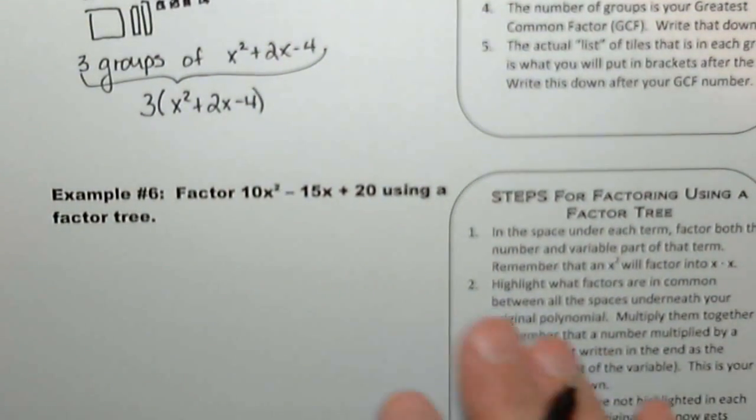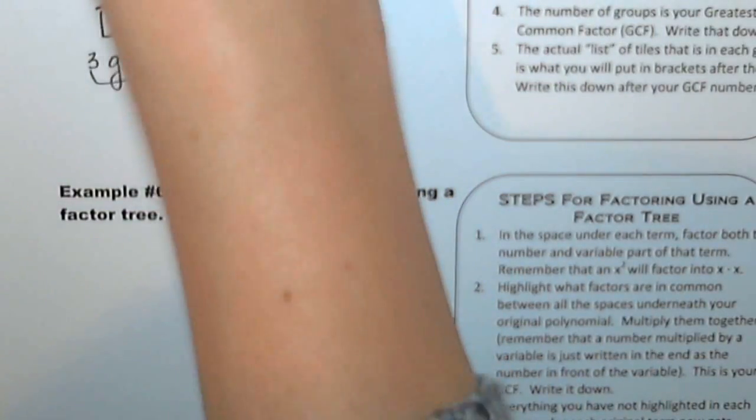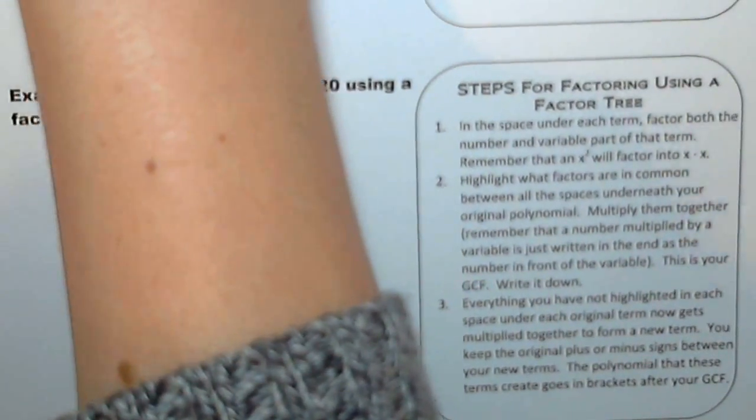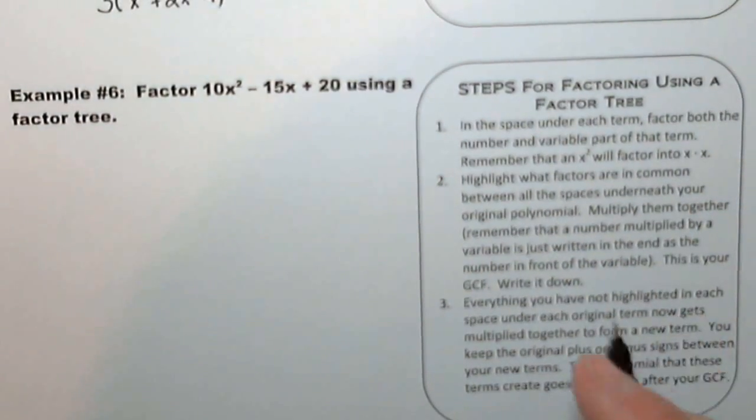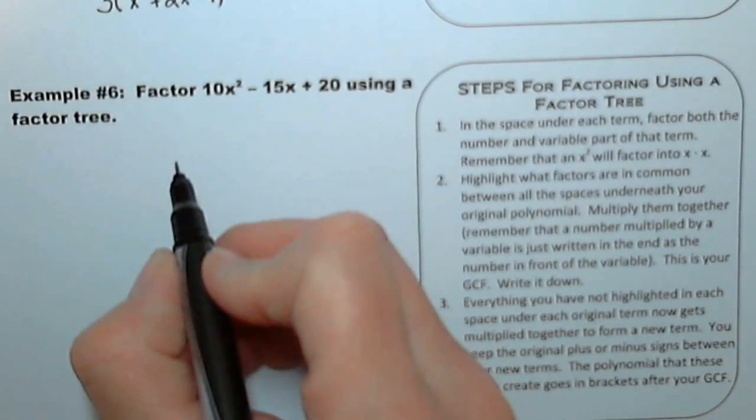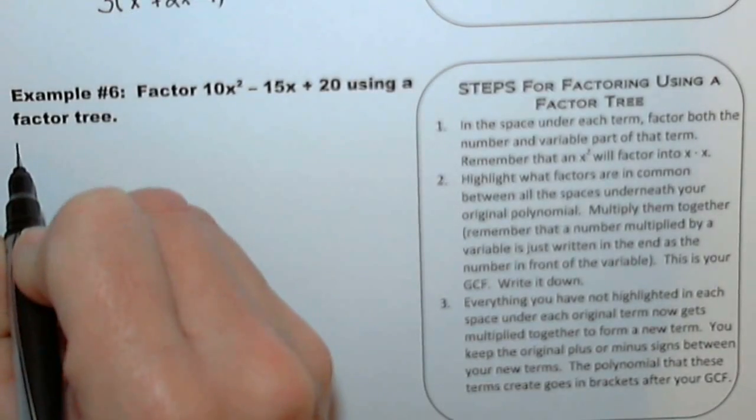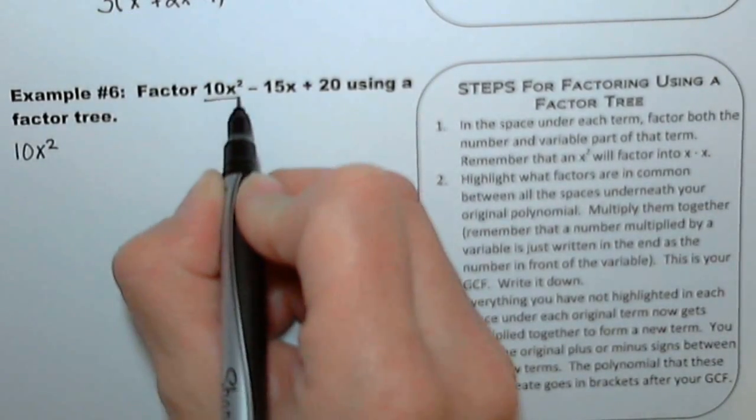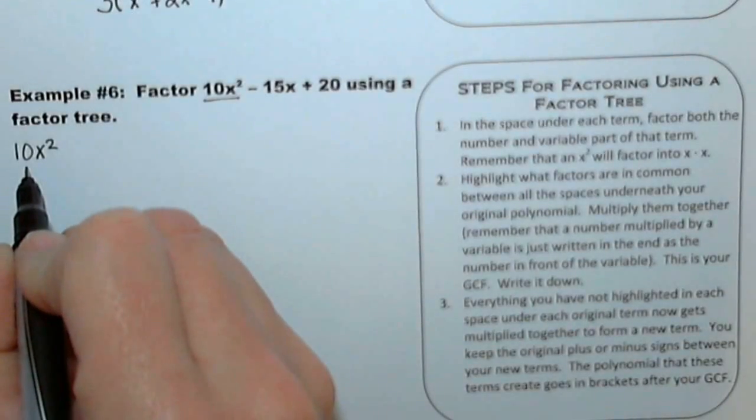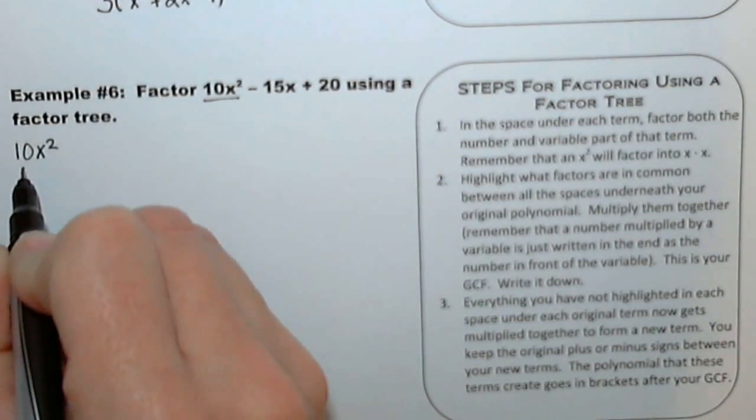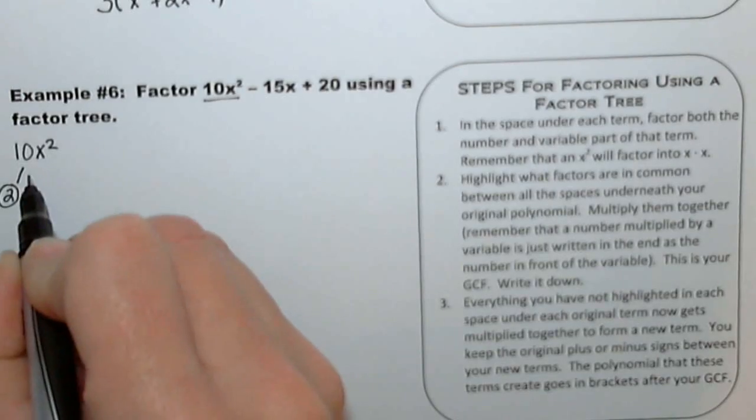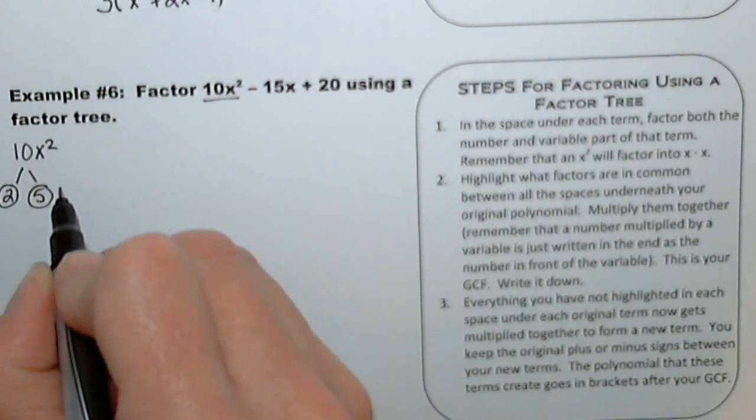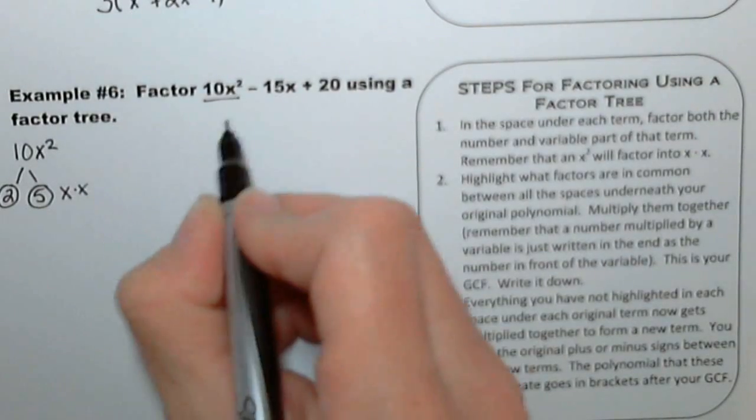Now, factoring using a factor tree. In some ways, it's work, but in some ways, you're probably going to enjoy it better a little bit. So, you're going to write down the first term, 10x squared, and you're going to do a factor tree for that term. It's going to be 2 and 5, and the x squared gets written as x dot x.